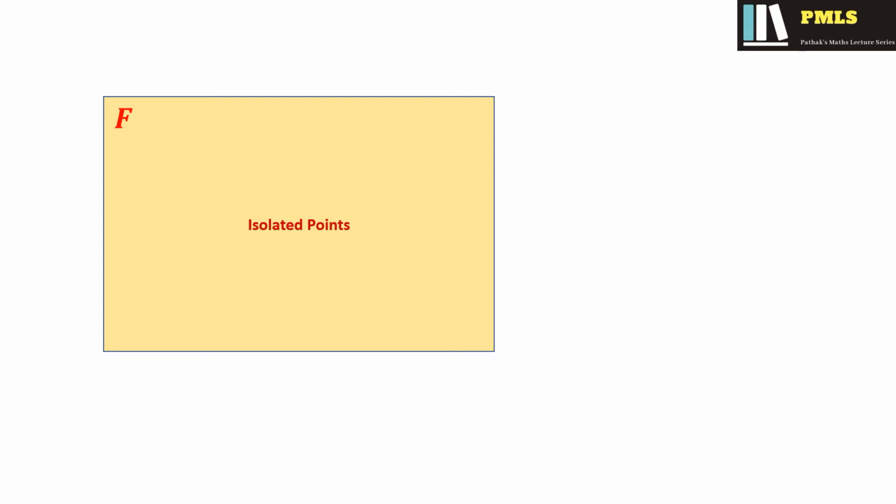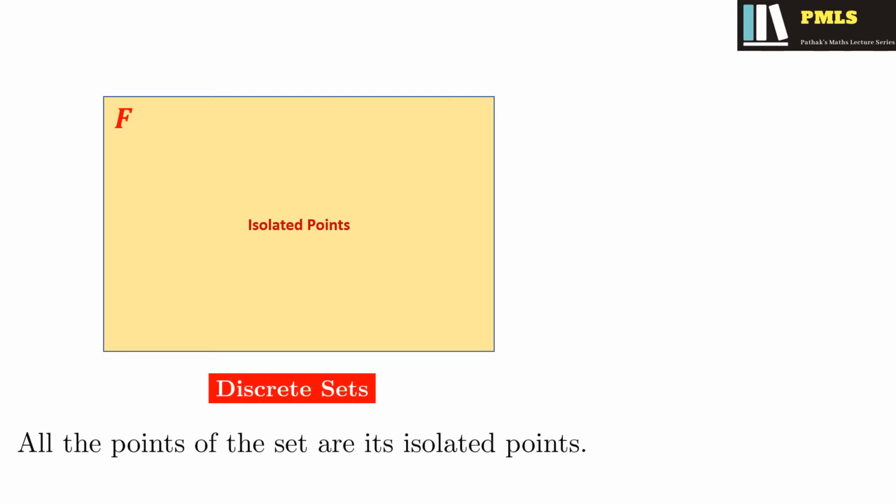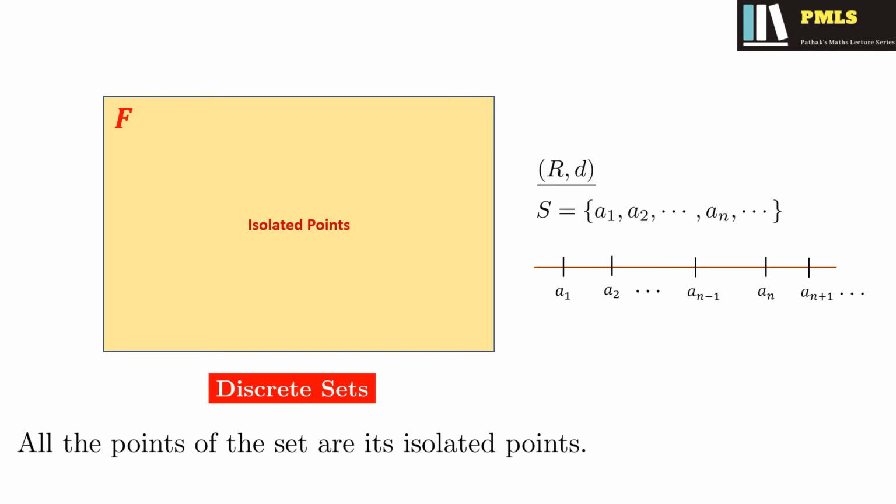This type of sets may have limit points or they might not have limit points. Such sets are called discrete sets. Let us again consider a set S in the usual metric space R^d.